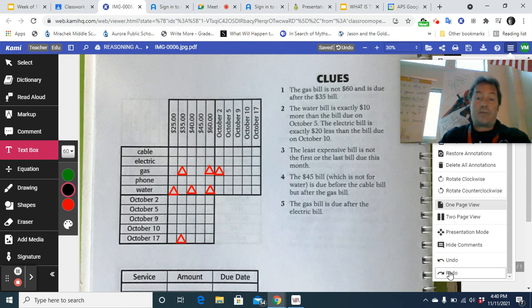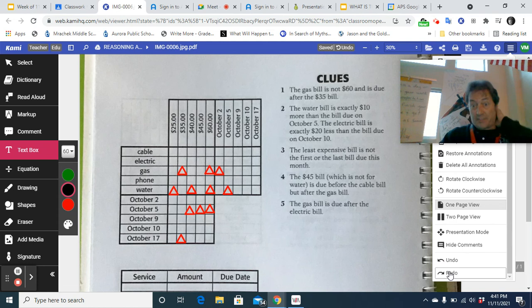Now we do the same thing with the date because if it's October 5th, it's $10 more. That means what's due on the 5th has to be $10 less than something. So I guess I also need to take off water for the 5th. Let me do that first. But also because of that, $40 can't be the answer, $45 can't be the answer, and $60 can't be the answer because it has to be $10 less than something. Only 25 and 35 are those totals.